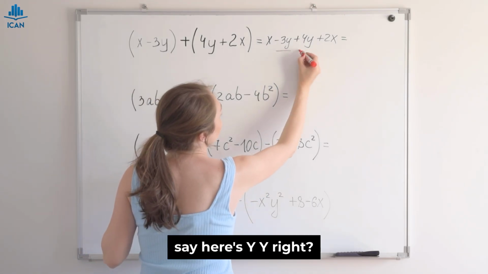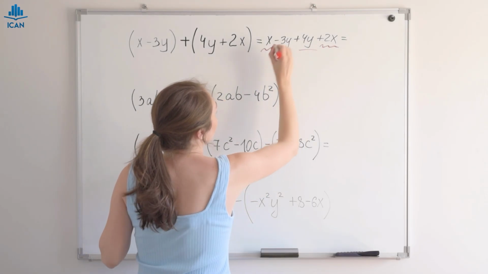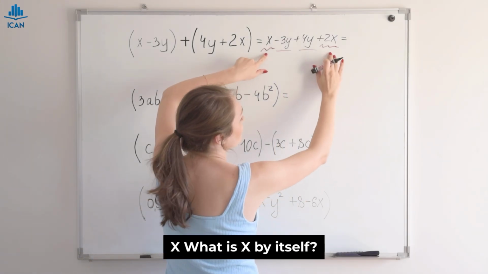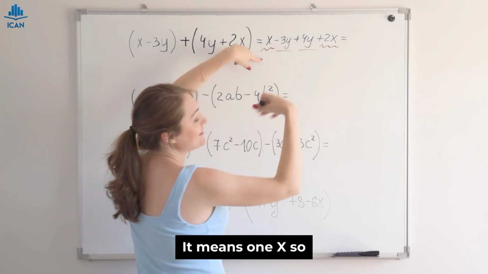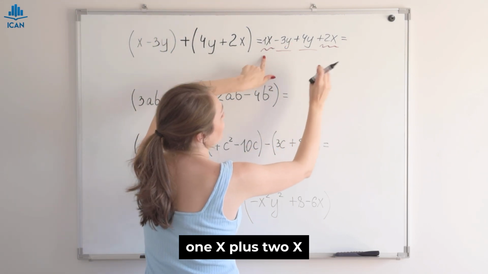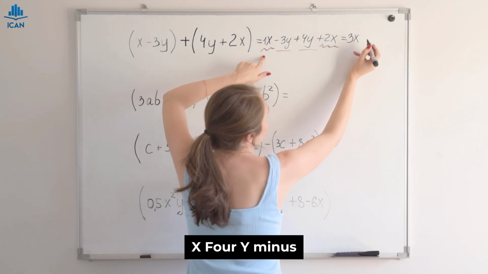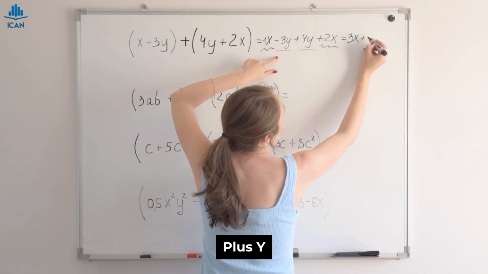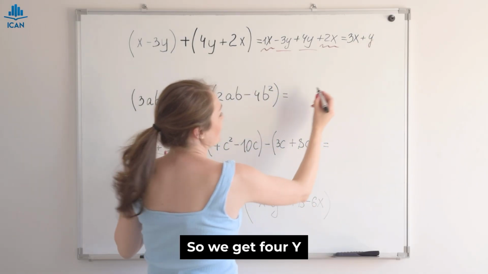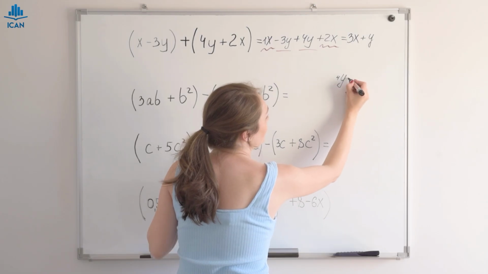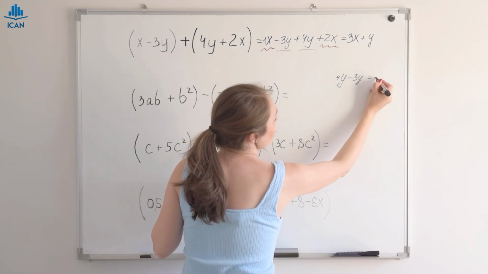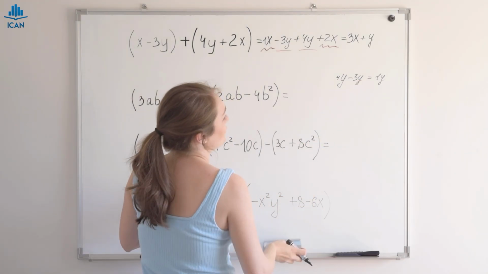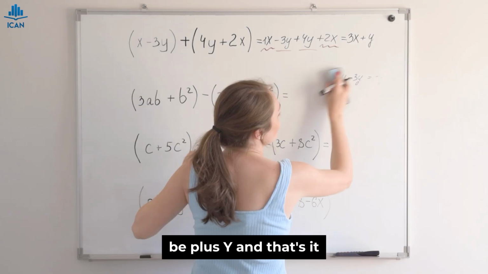Yes, here's y, x, perfect. That's how we combine them. x plus 2x. What is x by itself? It means 1x. So 1x plus 2x. What does that equal? 3x. 4y minus 3y. What does that equal? We get 1y. And we don't write the 1, that's just how it's done. It'll just be plus y, and that's it.